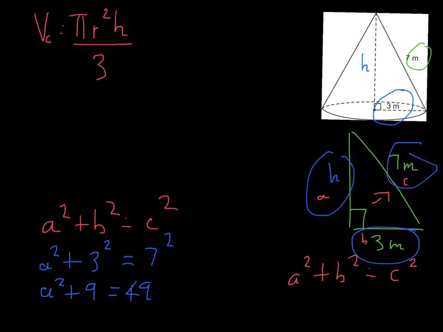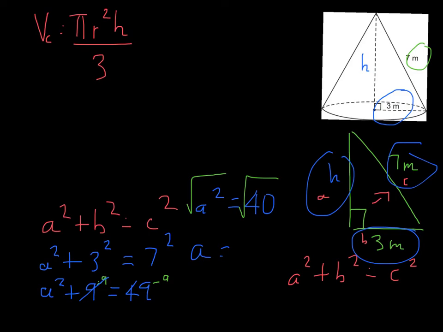So therefore, by solving this equation, we want to get a on its own. If we take away 9 from both sides, we'll keep the equation equal. Therefore, a squared is going to be equal to, 9 take 9 is 0, cancels out, 49 take away 9 is 40. To then get a on its own, we need to do the square root of both terms. So a is going to be equal to the square root of 40.